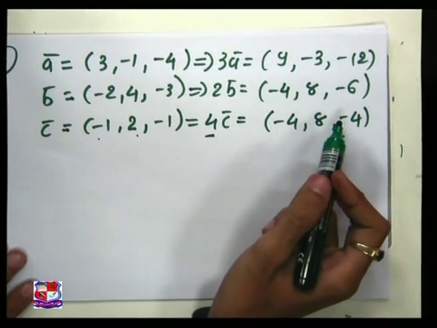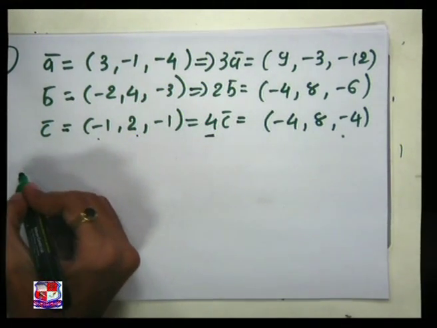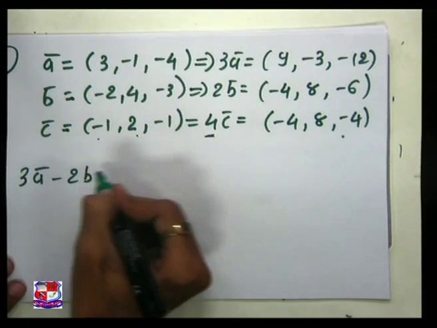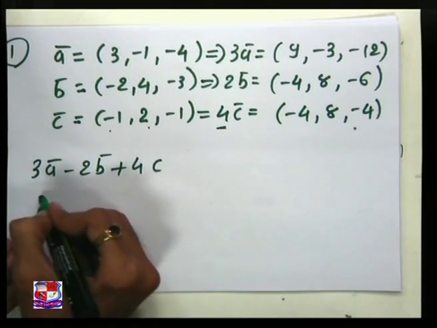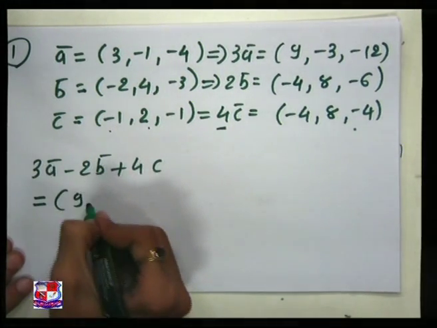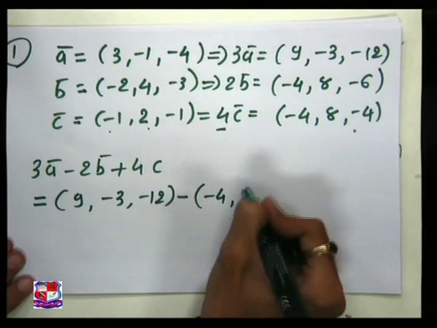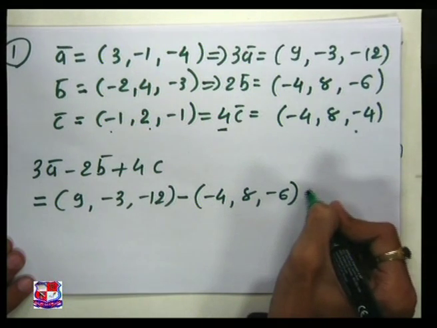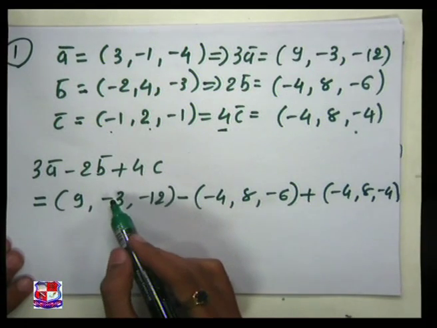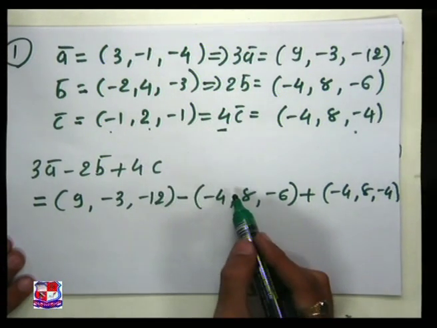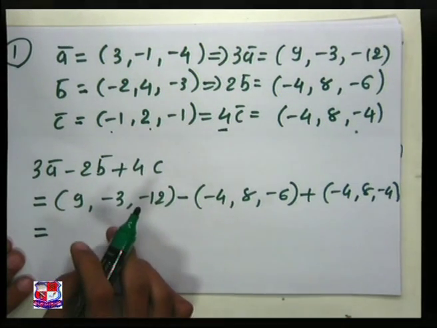4 into minus 1, that is minus 4. So here we need 3a minus 2b plus 4c. 3a minus 2b plus 4c is equal to 9 minus 3 minus 12 minus minus 4, 8 minus 6 plus minus 4, 8 minus 4. This is 3a minus 2b plus 4c, and we all know how to add and subtract vectors.